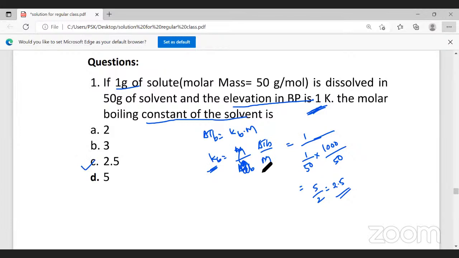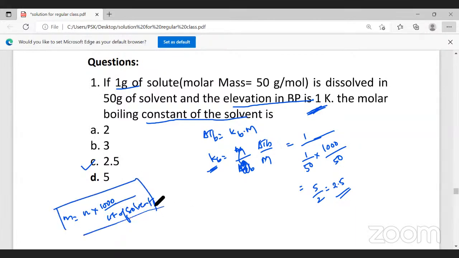Did you understand this? Molality is given by the formula n into 1000 divided by the weight of the solvent. Remember, this is one of the formulas to calculate molality. Small m is n, the number of moles, into 1000 divided by the weight of solvent. The number of moles is weight in grams by molecular mass. Weight is 1 gram and molar mass is 50, so 1 by 50 into 1000 by 50. You understood this problem? Yes, sir.